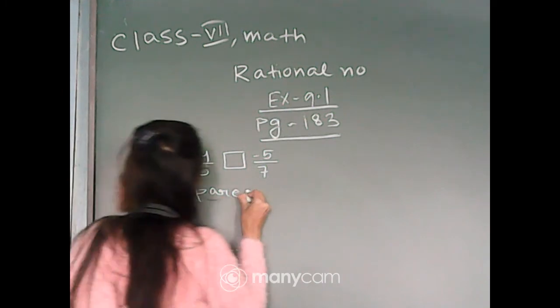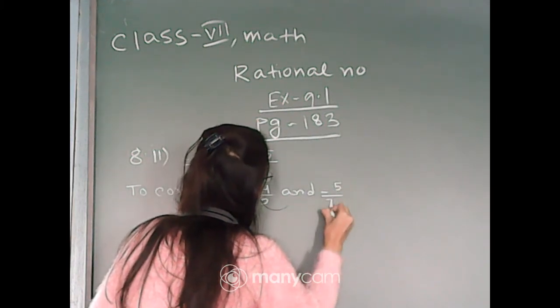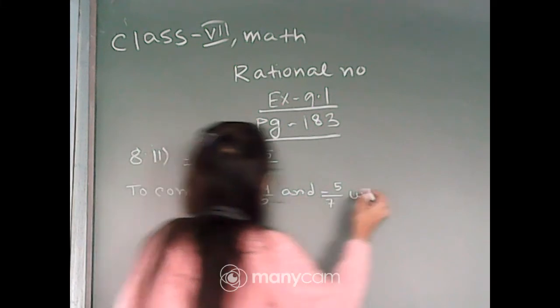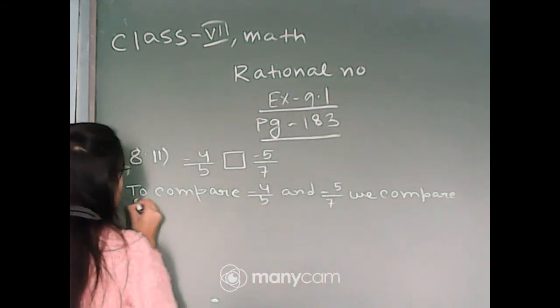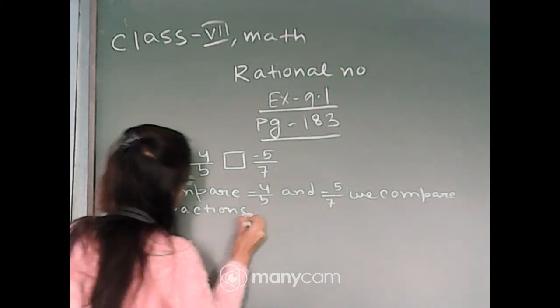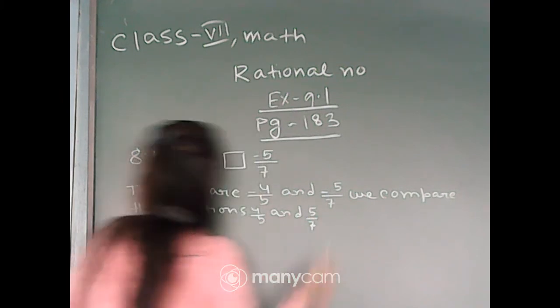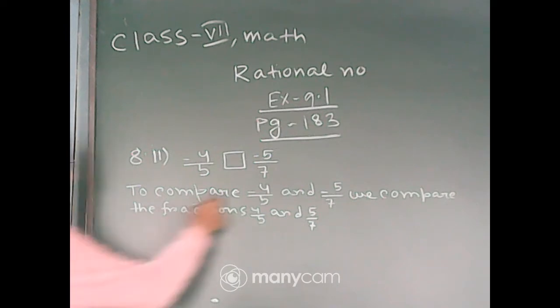Now, to compare the rational numbers minus 4 by 5 and minus 5 by 7, we first compare the fractions 4 by 5 and 5 by 7, neglecting the negative sign.